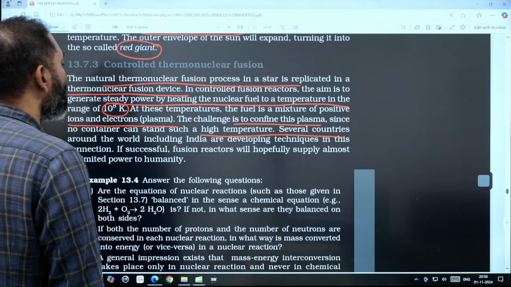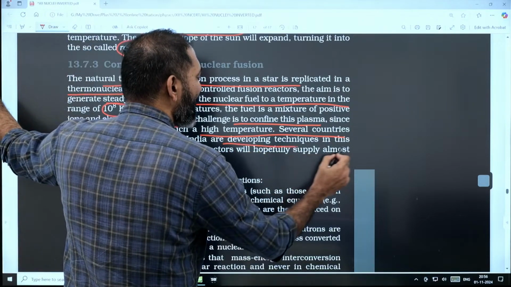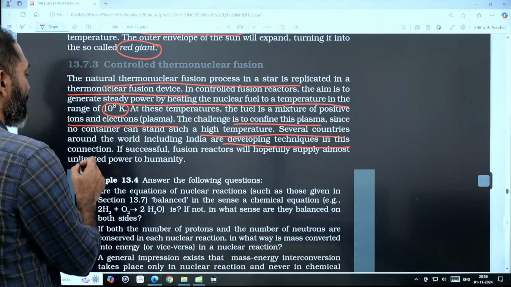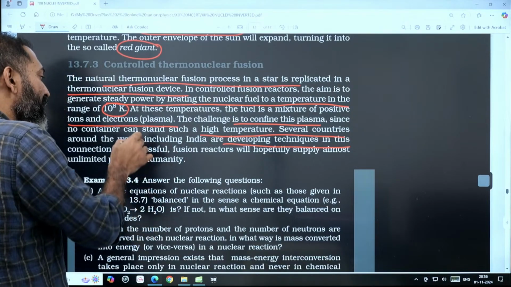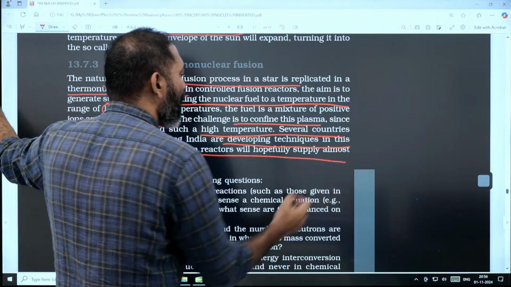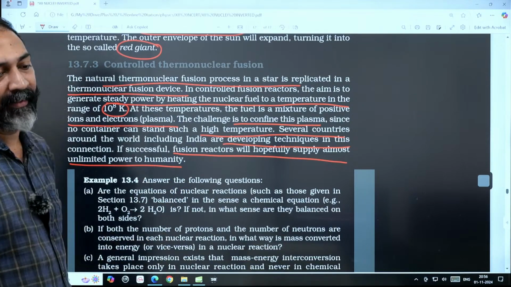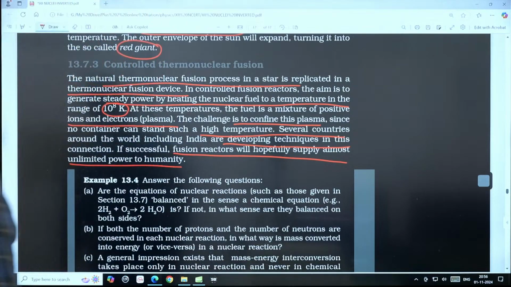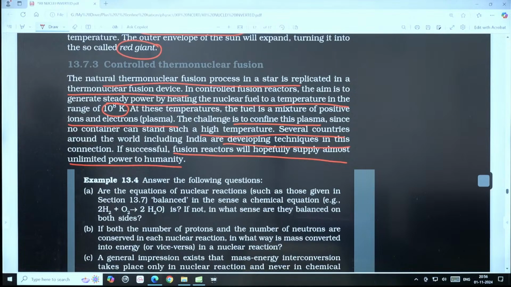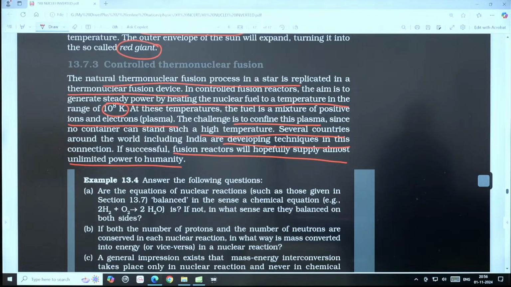Several countries around the world, including India, are developing techniques in this connection. If successful, fusion reactors will hopefully supply almost unlimited power to humanity. If fusion reactors are possible, then we don't have to worry about the power because enormous energy can be generated from fusion reactors.